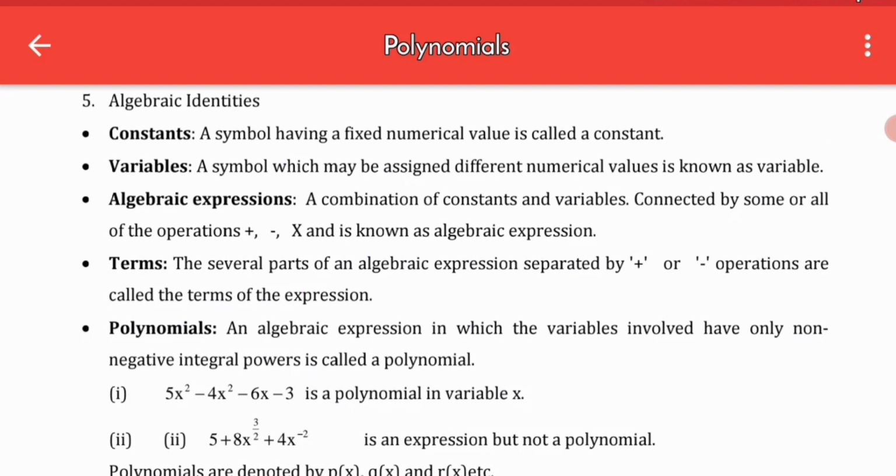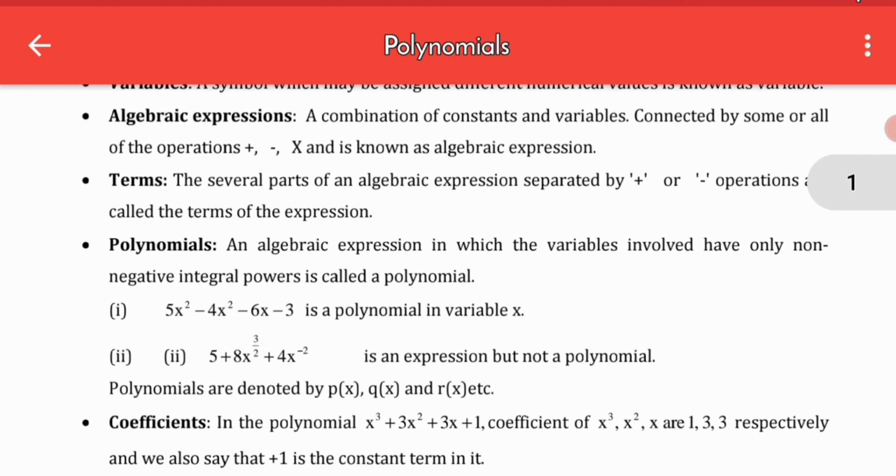Now what do you mean by constants? A symbol having a fixed numerical value is called a constant. Variables. A symbol which may be assigned different numerical values is known as a variable.